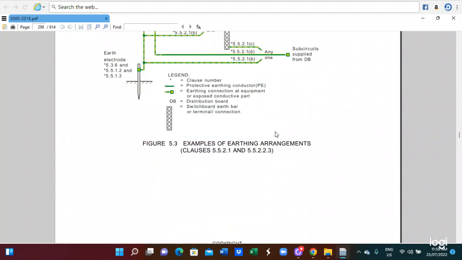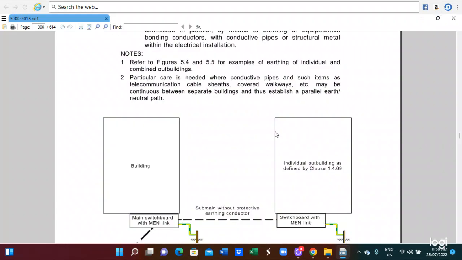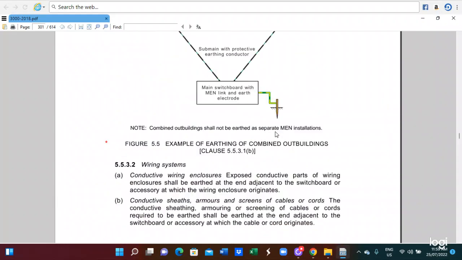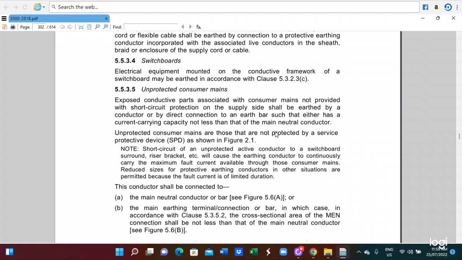So unprotected is a consumer main. Is the conductive part associated with the consumer main or not protected with short circuit protection on the supply side, shared with other by conductor or by direct connection to the bar, such that the earthing conductor has a current carrying capacity not less than that of the main neutral conductor. So this is for the 5.5.3.5, we have to follow the appropriate standard.